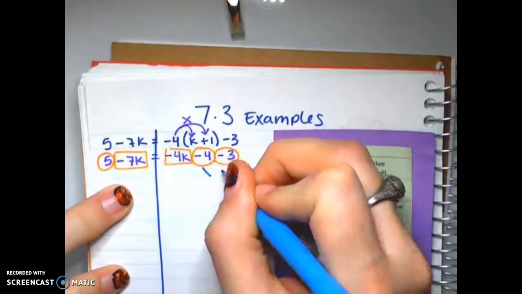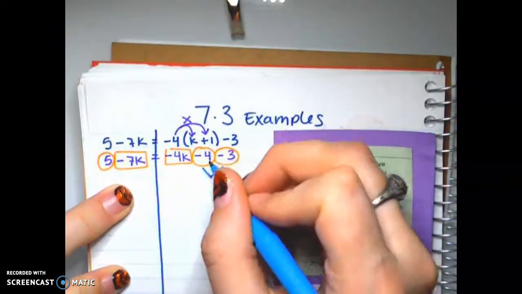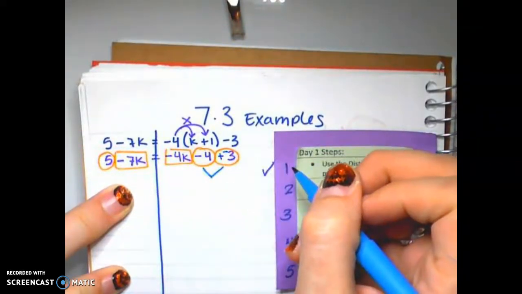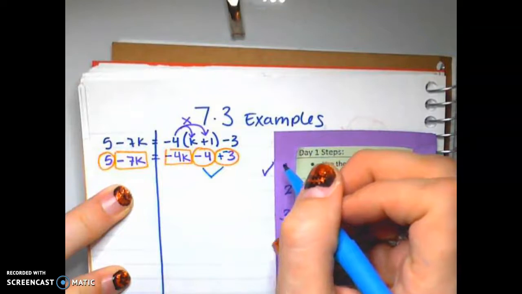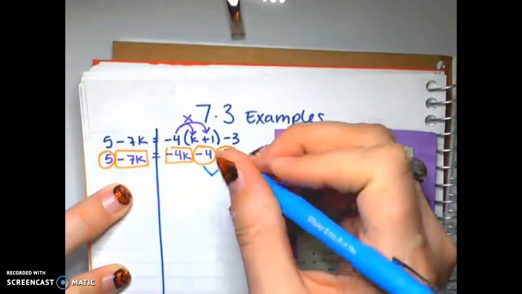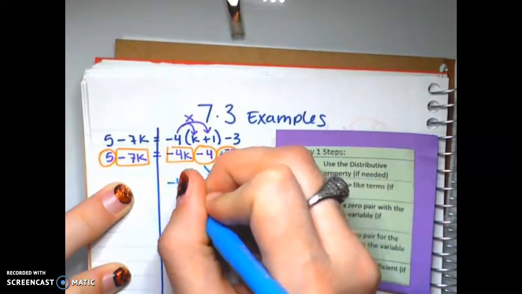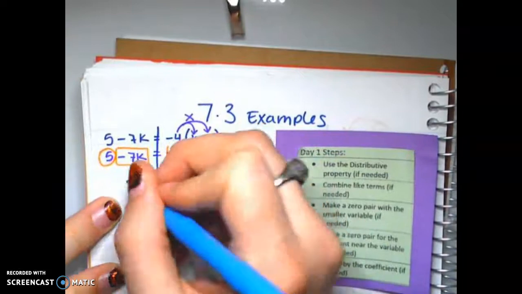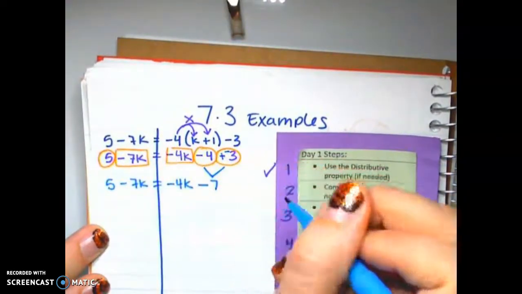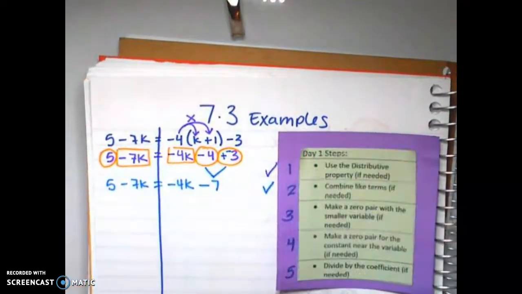So negative 4 minus 3, if you don't like that, remember, you can always do keep, flip, change. Now you have negative 4 plus negative 3. That sounds a lot nicer because we don't really like subtraction very much. Adding is way easier. So we got negative 7 over here. We got minus 4k equals 5 minus 7k. It's super important to keep rewriting your problems. Super important. So step 2, done.